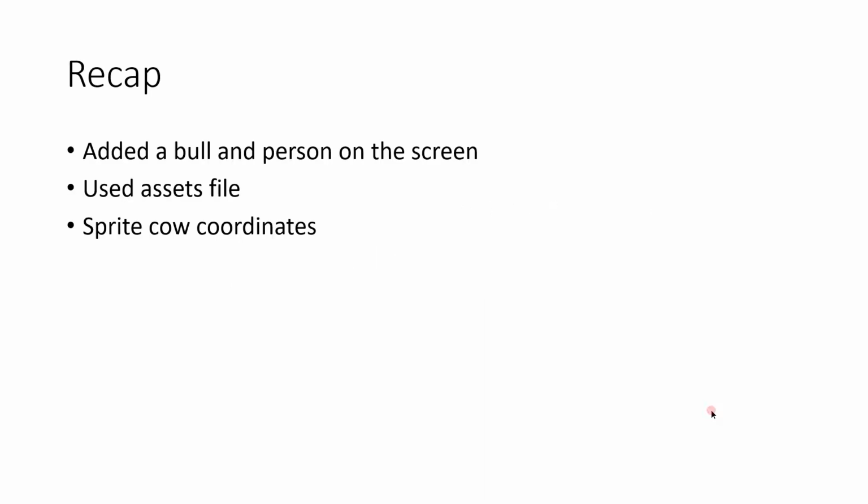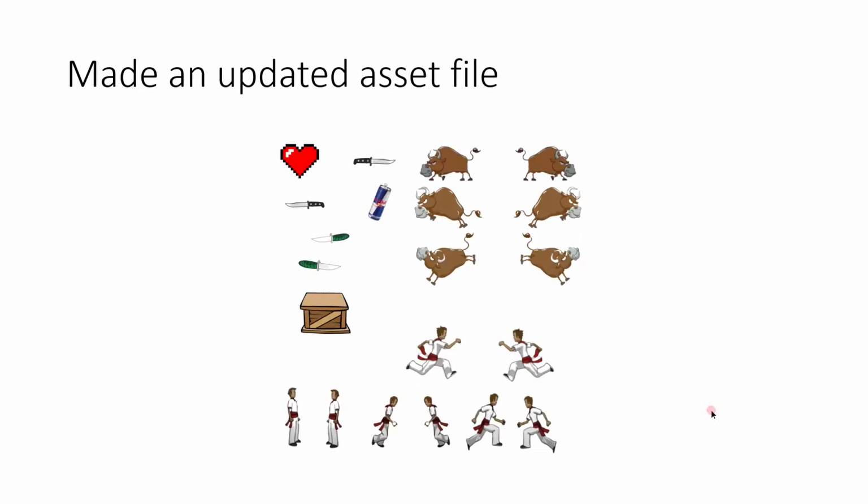My group and I, to give a recap, we were making a bullfighting game, as we previously mentioned in the last video. What we did last time was we added a bull and the person on the screen. We created an asset file and uploaded that to the sprite cow to get its coordinates.